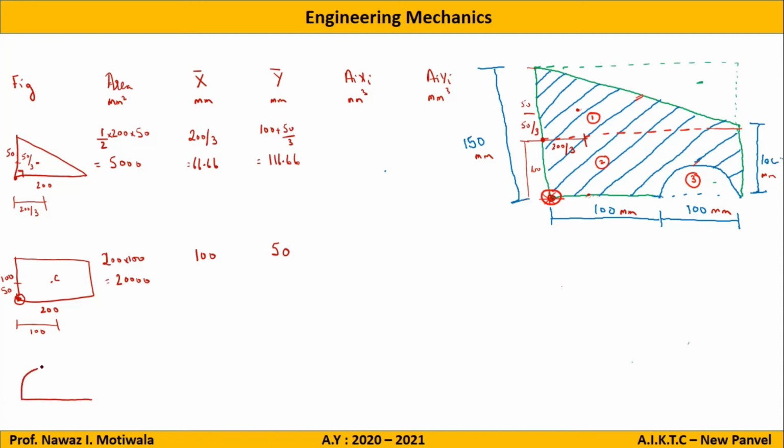So this is a semicircle with a radius of... what is the radius? Again, some students make the mistake. 100. 50. Radius 50. Yes, someone said 100. That's why I wanted to point out that in the exam also they make the same mistake.